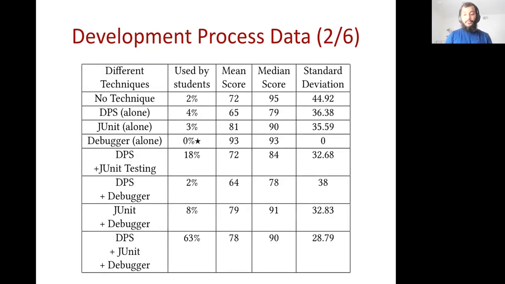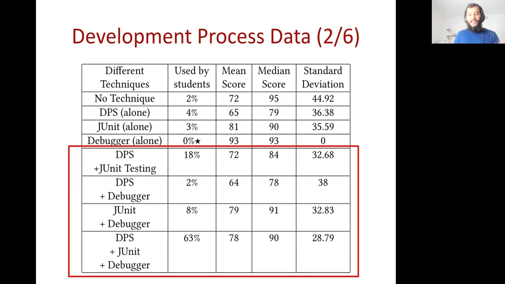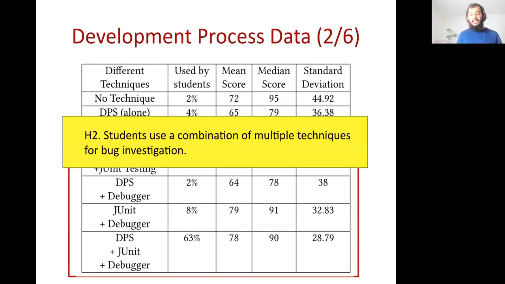Combining all the data, we found the proportion of students using different bug investigation techniques. We found that a good proportion of students used a combination of 2 or 3 techniques. Therefore, we can verify our second hypothesis that students use a combination of multiple techniques for bug investigation.